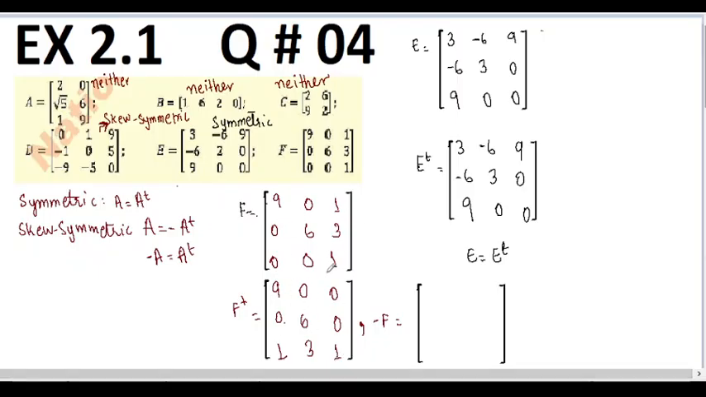Both of them are not equal. You can see 1, 3, 1, and there are no 1, 3. And similarly, there is 0, 0 over here, and it becomes 1, 3. So these two are not equal.